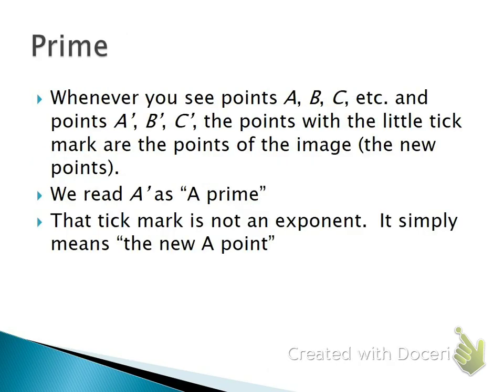Prime notation. Whenever you see the points A, B, C, etc., and points A prime, B prime, C prime, the points with the little tick mark, we call them primes, are the points of the image or the new points. As you might have noticed as I was reading that, we read the A with the little apostrophe, tick mark, whatever you want to call it, as A prime. That tick mark is not an exponent. It just means the new A point.